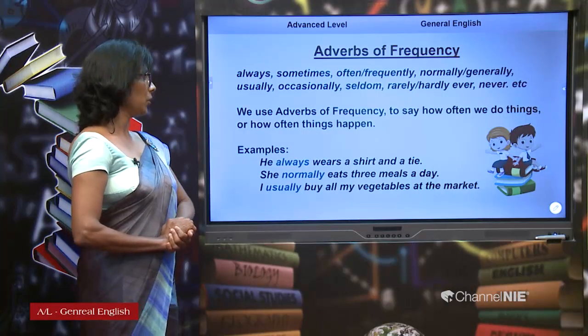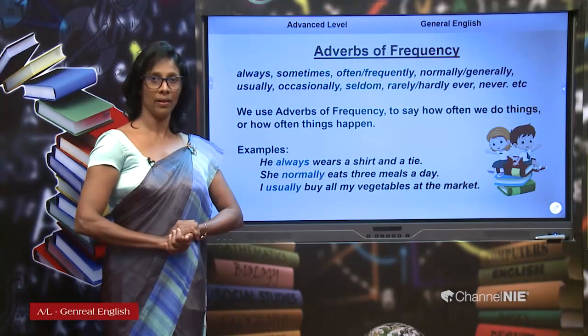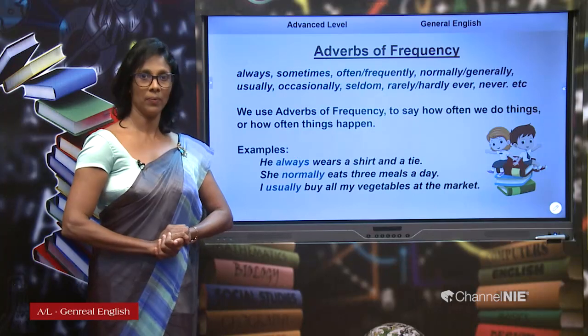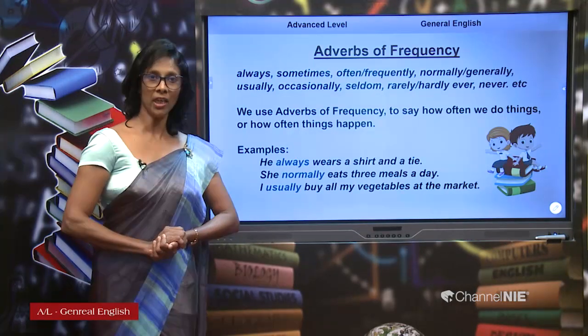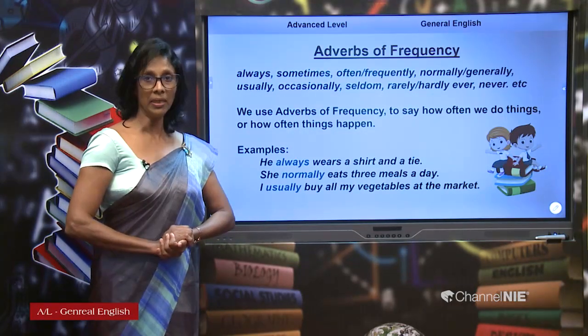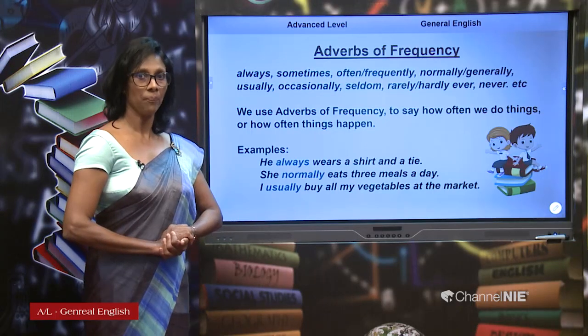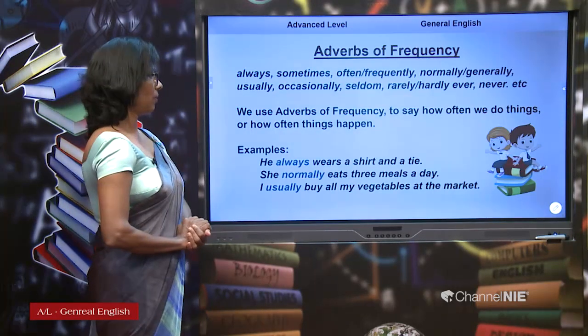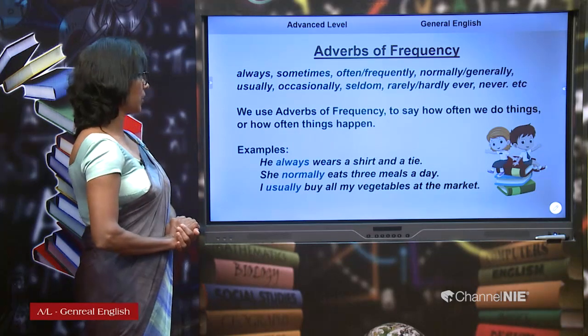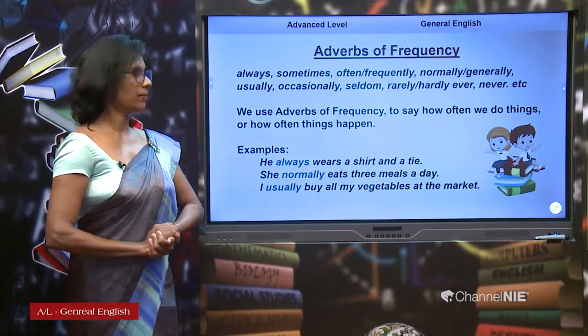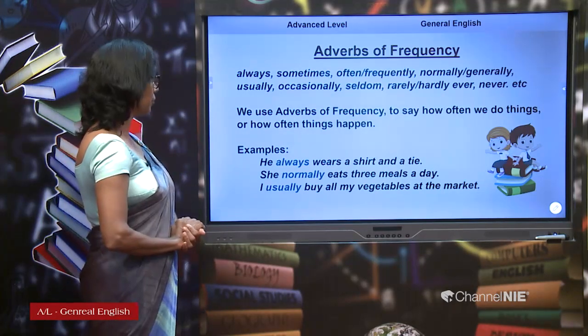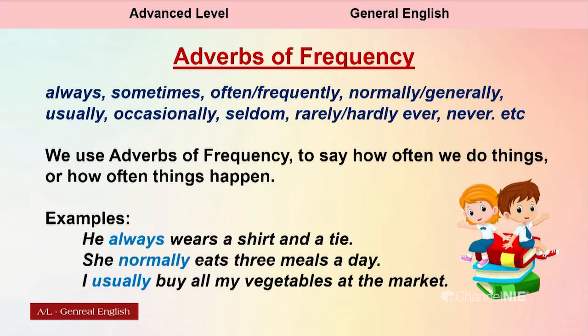Then she normally eats 3 meals a day. We also do the same, right. Sometimes being kids, you may eat more than 3 meals per day, but usually that happens, right. She normally eats 3 meals a day. I usually buy all my vegetables at the market. Usually we go to the market to buy vegetables.